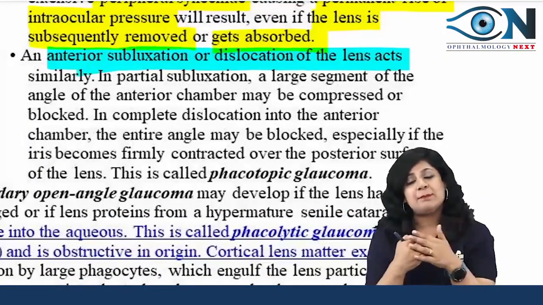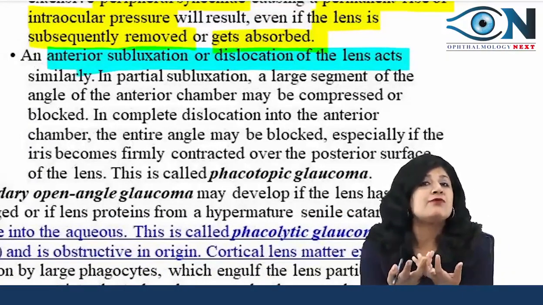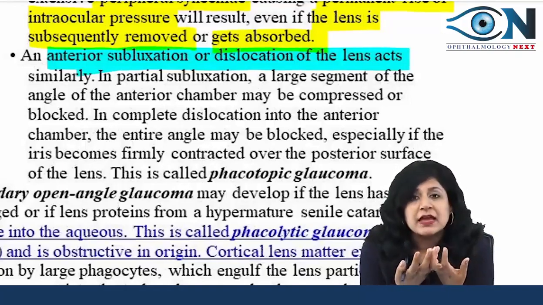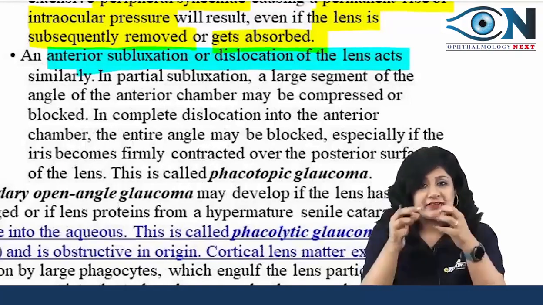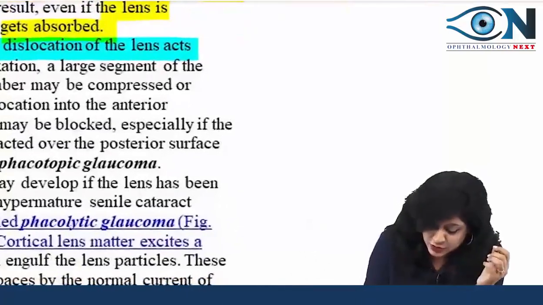Another important thing is that we can have the anterior subluxation or the dislocation of the lens. So when does it happen? When we have the sclerotic type of hypermature senile cataract, when I have got the disintegration of the lens.